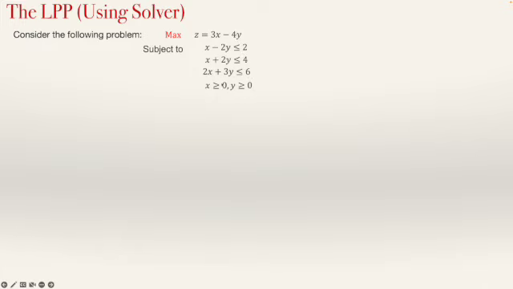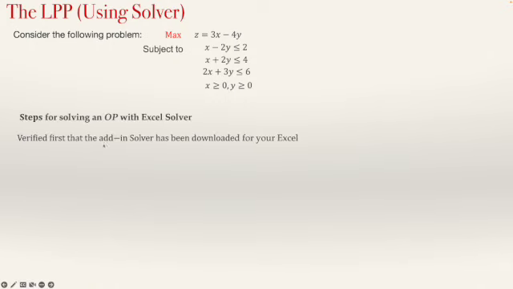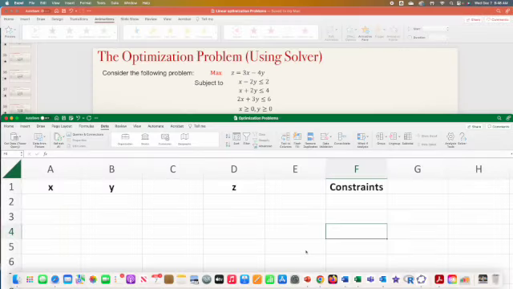And assume also that some of the constraints are that the variables x and y need to be greater than or equal to 0, cannot be negative. So assume that I have a problem like this and we want to use Excel Solver. I'm going to follow several steps for doing that. Obviously, first verify that the Solver add-in has been downloaded for your Excel, so you are able to use Solver. Let's see the moment when I'm getting the solution of the problem.